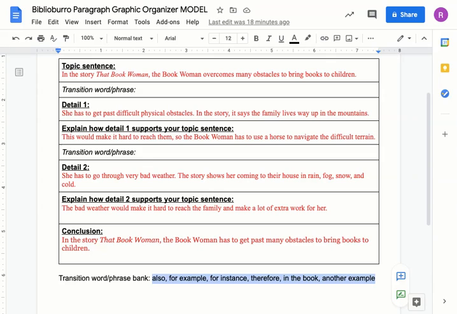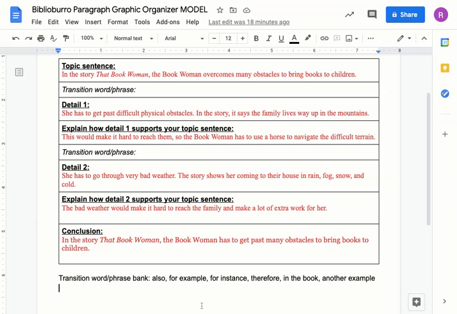Then our first detail is she has to get past difficult obstacles. In the story, it says the family lives way up in the mountains. I think it would be nice to have a transition word or phrase between the topic sentence and the first detail. So looking down at my transition bank, I have also, for example, for instance, therefore, in the book, another example. Which one of these do you think would work best to connect our topic sentence with detail one?